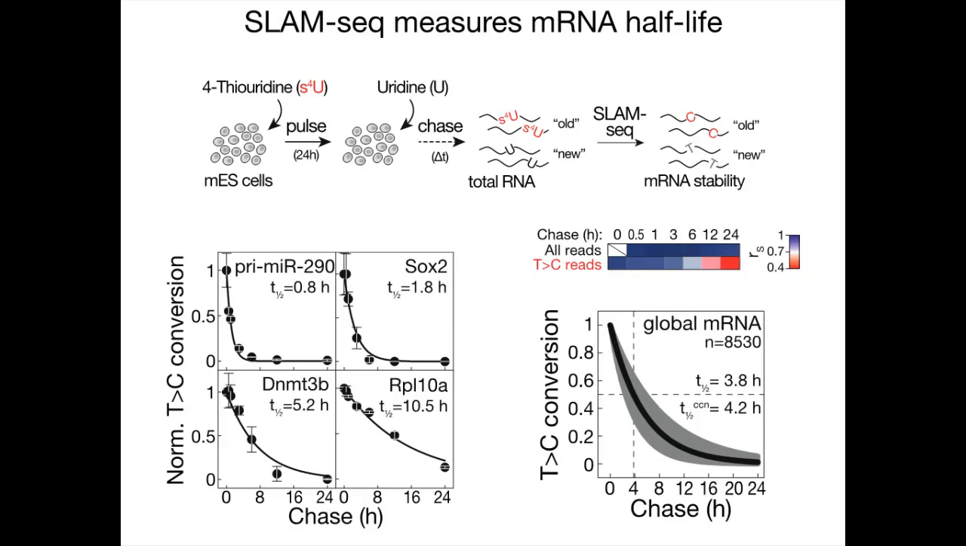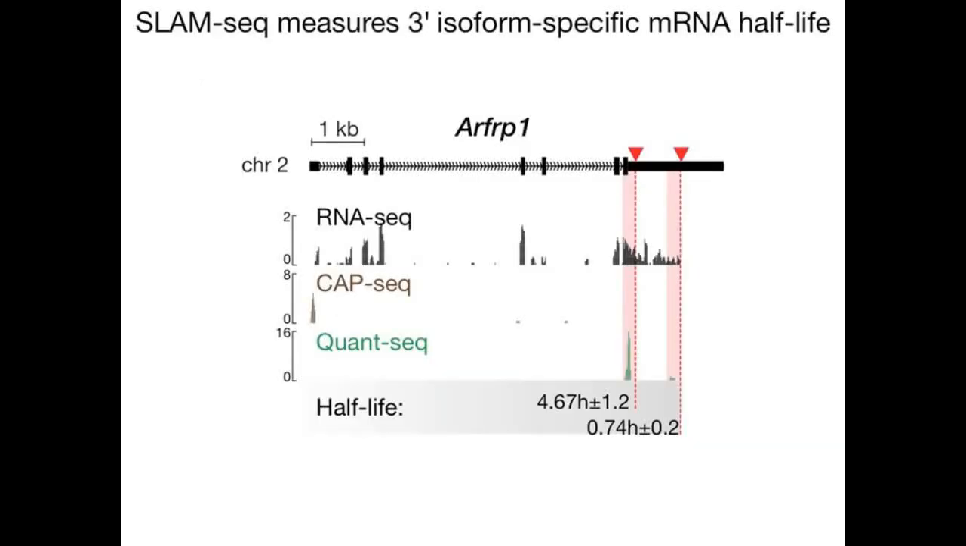Now, because we use mRNA 3' end sequencing, we can even assign transcript half-life to each of the 3' isoforms of any given gene locus. As illustrated here, for this gene RFRP1, where we can see a more than 5-fold difference in mRNA 3' isoform stability.